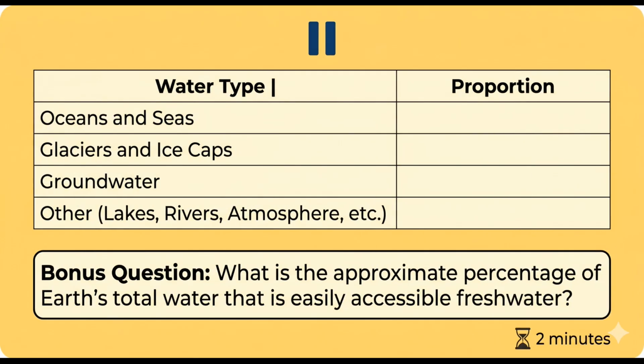Let's test what you have just learned. Look at the table on screen. I want you to fill in the missing proportions from memory: saltwater, glaciers, groundwater, and accessible freshwater. Then answer the bonus question: what percentage of Earth's water is accessible, surface freshwater? Pause the video now. Take 2 minutes. When you are ready, unpause and I will show you the answers.